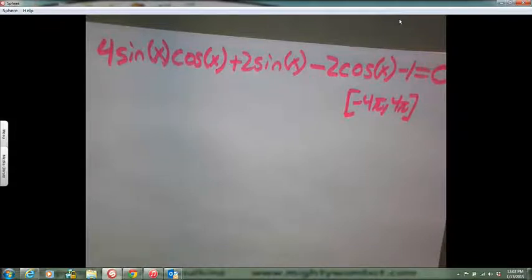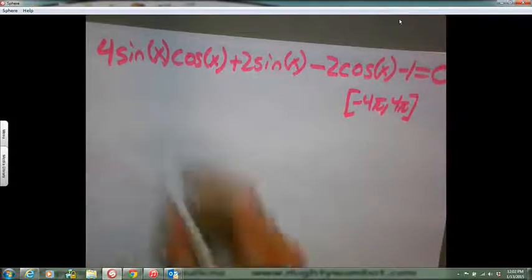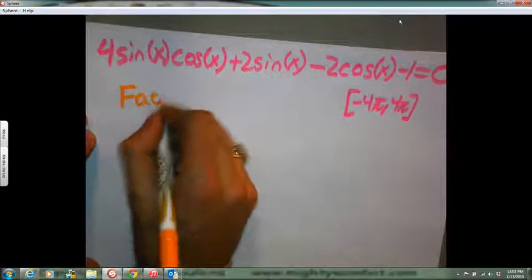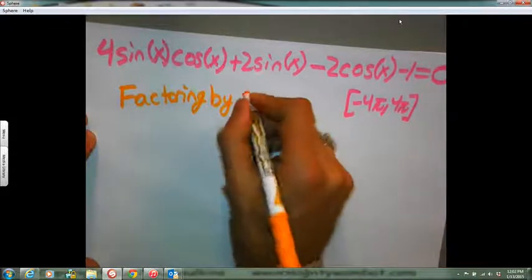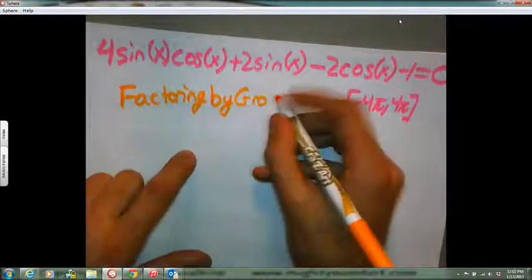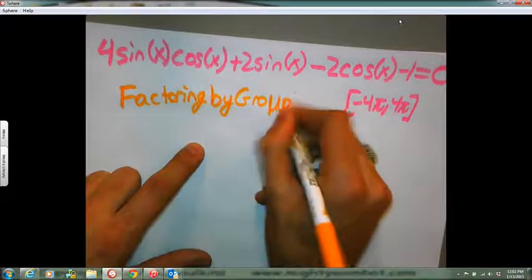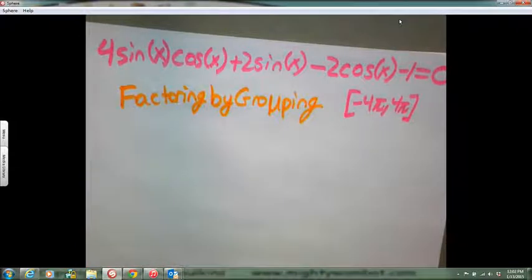It's called factoring by grouping. Do you guys remember? Anybody remember hearing that strategy before? Okay, a little bit. Good.